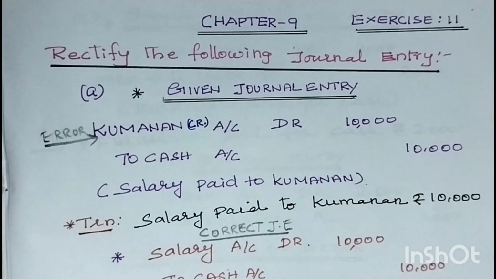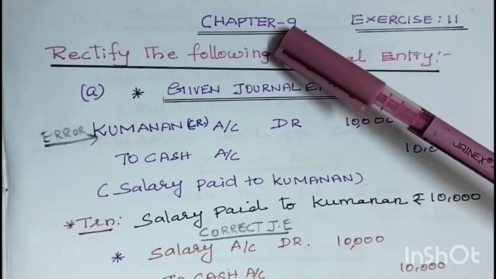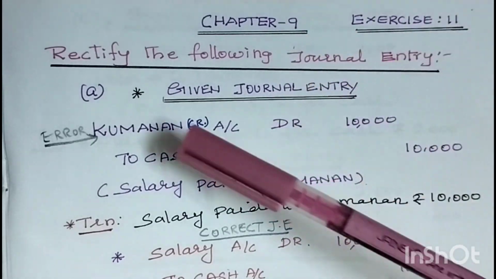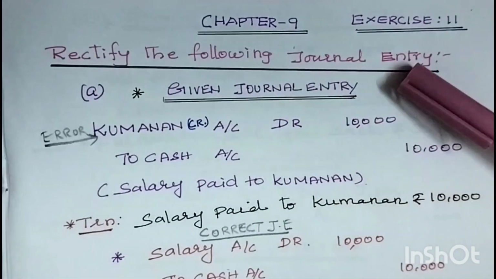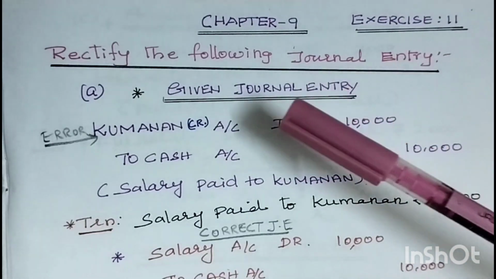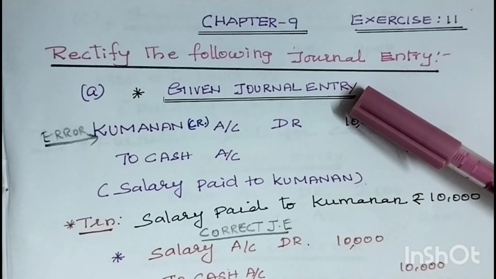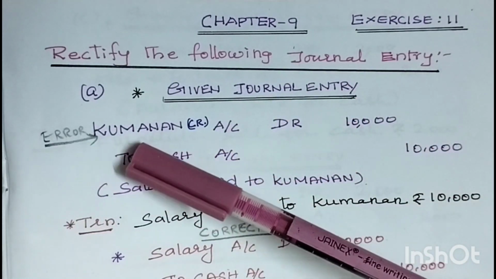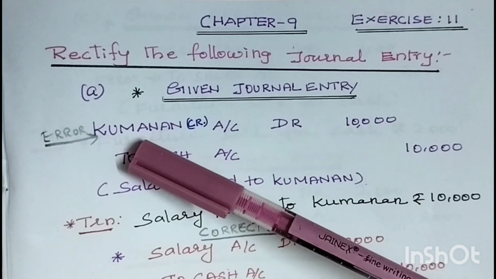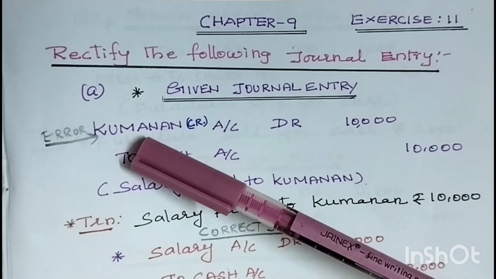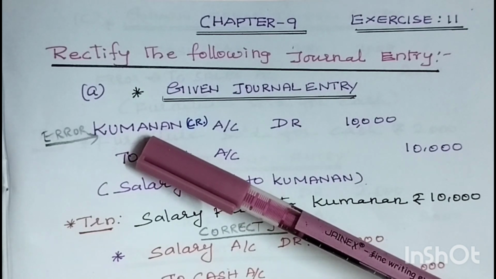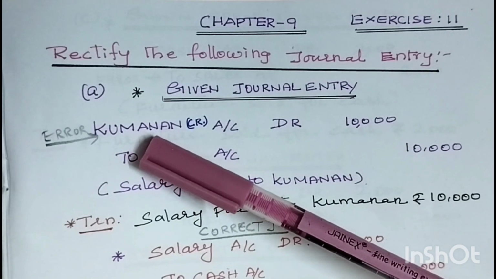In this video, we are going to learn about 11th Standard Accountancy, Chapter 9, Rectification of Errors, Exercise 11. Rectify the following journal entry. They have given here a journal entry with the error. We have to find out the error in the given journal entry and rectify it. We have to give the journal entry with the rectification of error.